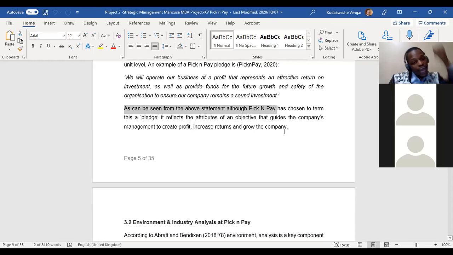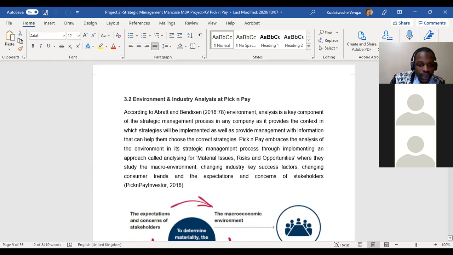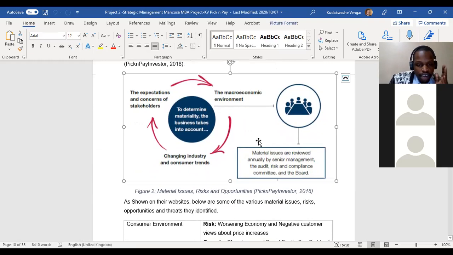Then let's look at the next stage, which is environmental analysis, right? So you can see these diagrams. This is what I copied exactly from their integrated report. This is the picture in their integrated report, right? So they are saying that to determine the materiality of business is taken into account. This is what they do. They assess the macro environment. They assess the changing industry and consumer trends. They assess the expectations and concerns of stakeholders. And from that, they get the material issues. So this is what they do for environmental analysis, right?